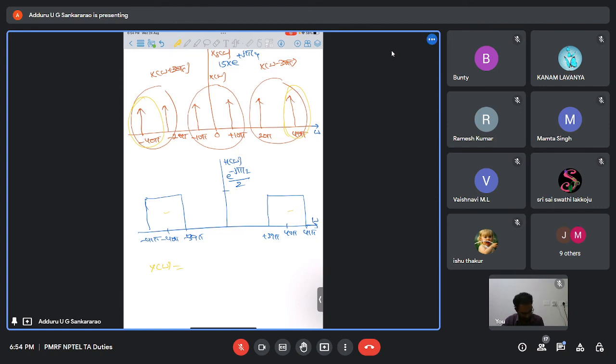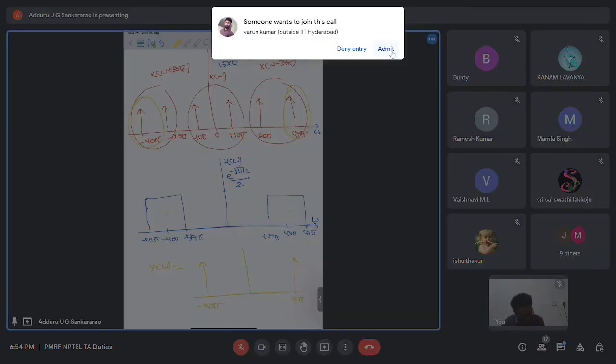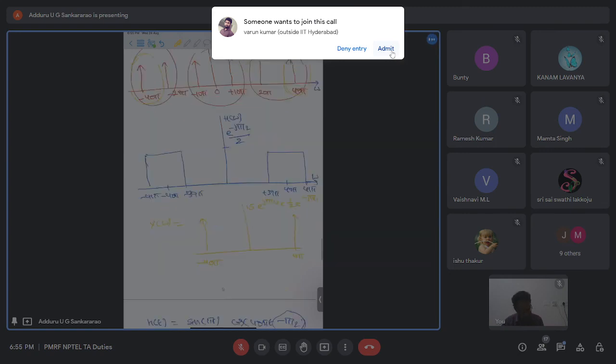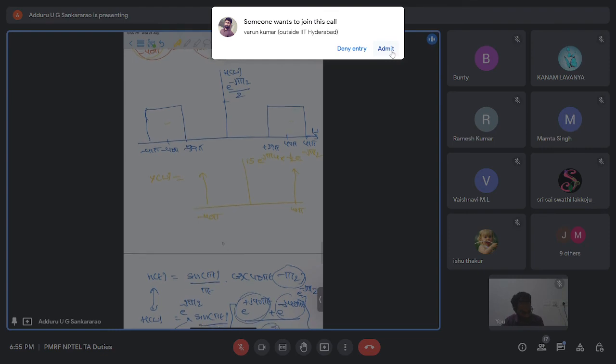Only those will go out of the filter. At 40 pi, one impulse is there, and at minus 40 pi, another impulse is there, and the remaining will all be suppressed. Also, we have to multiply the phase and magnitudes. Here 15 into e power j pi by 4, and here 1 by 2 into e power minus j pi by 2. Okay, this is Y of omega.